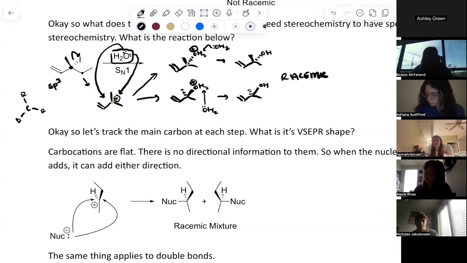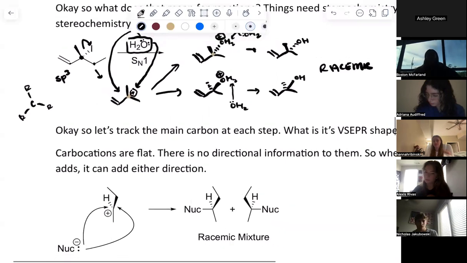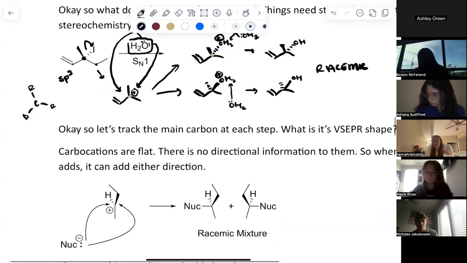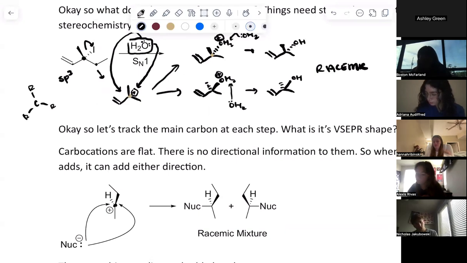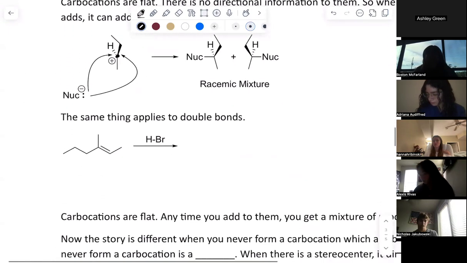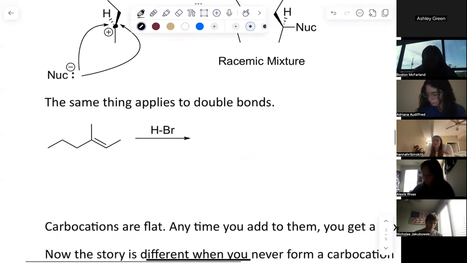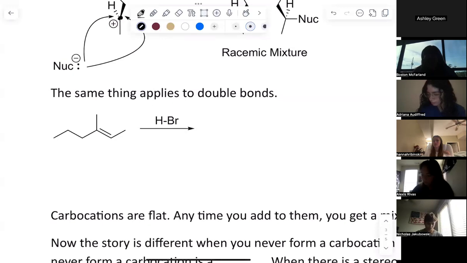So here's a different dimension picture of it, right? I've got my nucleophile. I've got a flat carbocation, right? It's sp3, or sorry, it's sp2. That nucleophile can add to either side. So anytime you add to something flat, carbocations are included, there's no directional information. Nothing directs the addition. Try this reaction.